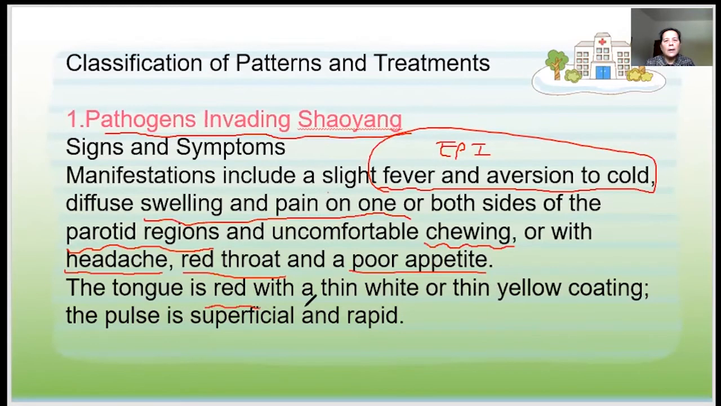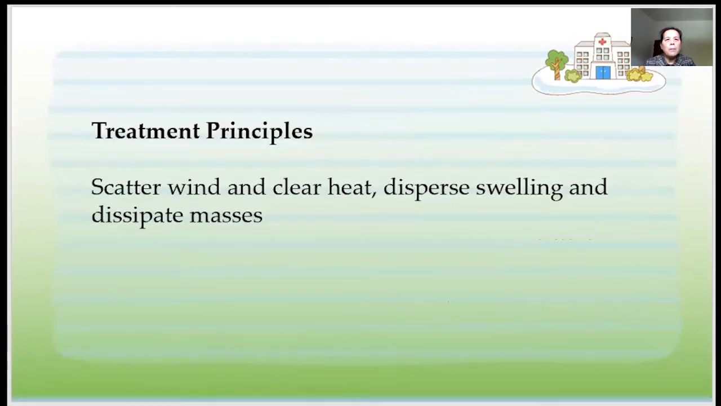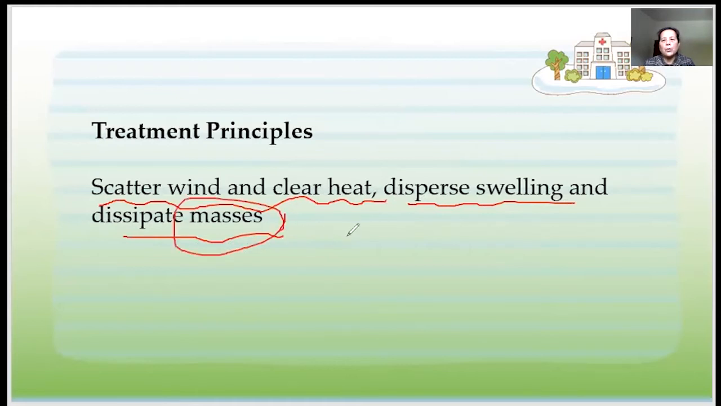The tongue is red with a thin white coating, which is normal, or maybe a thin yellow coating. That's key. The pulse is superficial, meaning external pathogen, and rapid means heat. So the treatment plan for this pattern is still dispersing wind, clearing heat, and reducing swelling, and removing the swollen muscles coming from the parotid glands.